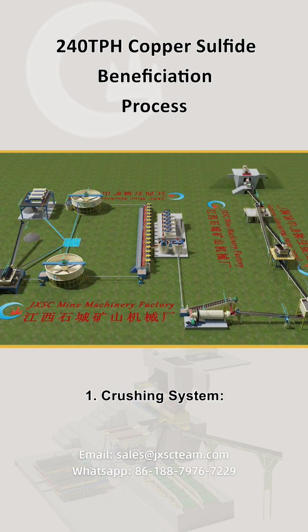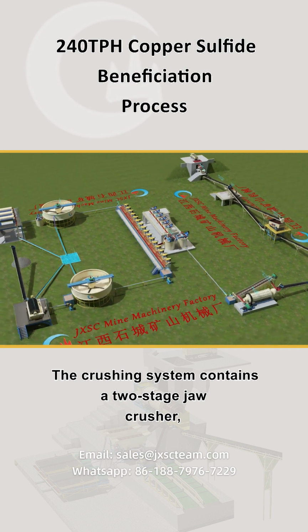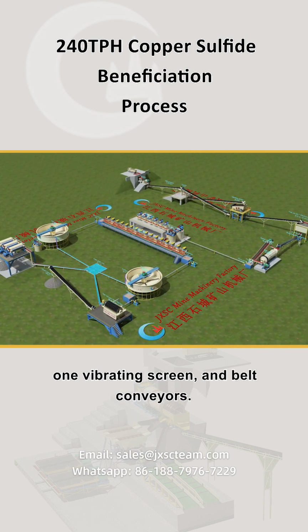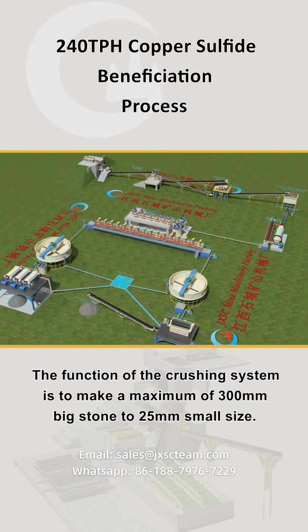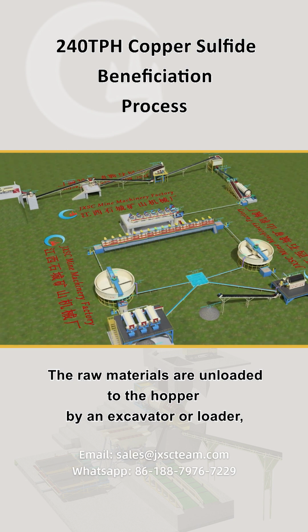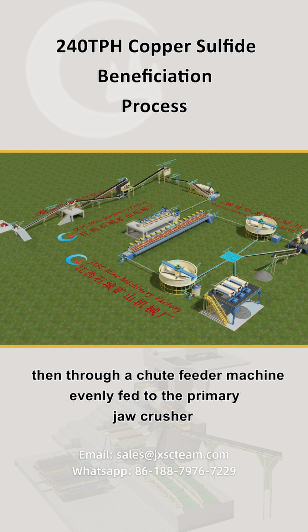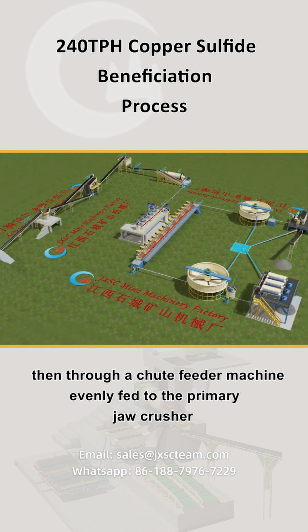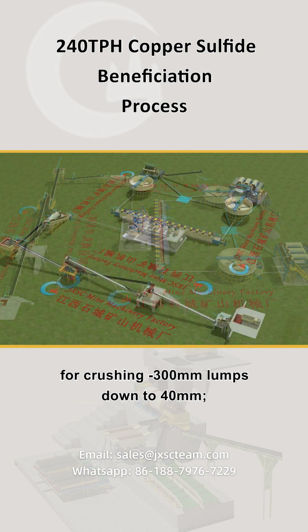1. Crushing system. The crushing system contains a two-stage jaw crusher, one vibrating screen, and belt conveyors. The function of the crushing system is to make a maximum of 300 mm big stone to 25 mm small size. The raw materials are unloaded to the hopper by an excavator or loader, then through a chute feeder machine evenly fed to the primary jaw crusher for crushing, 300 mm lumps down to 40 mm.